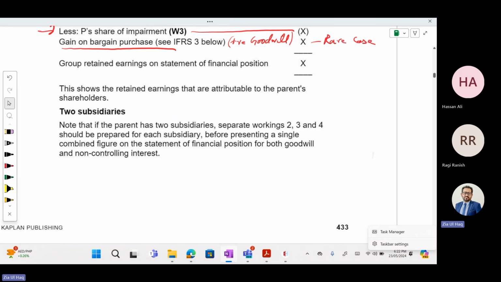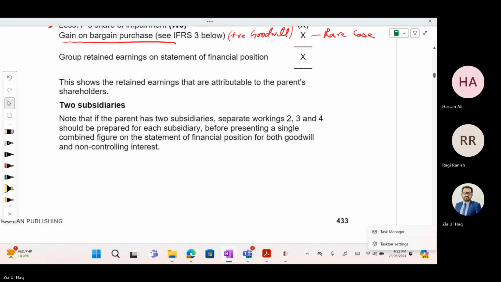Yes, why not? If there are two subsidiaries, it doesn't matter. We will calculate goodwill for both subsidiaries and we'll add. We will add both subsidiaries' profit share. We need to calculate net assets for both subsidiaries, goodwill for both subsidiaries, and NCI for both subsidiaries. And in consolidation, we will add both goodwill and both NCI. No issue with that.